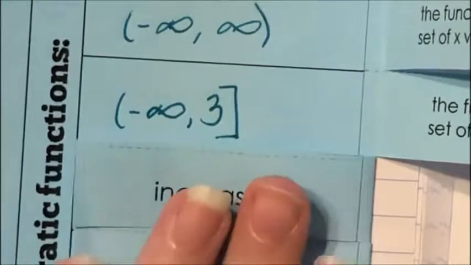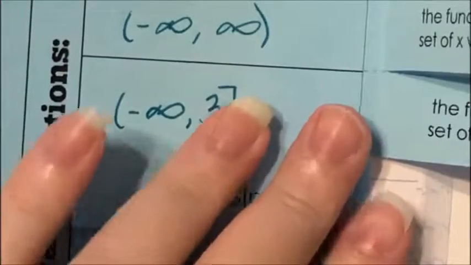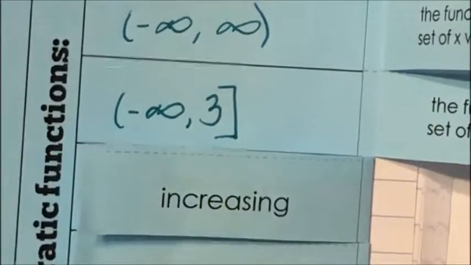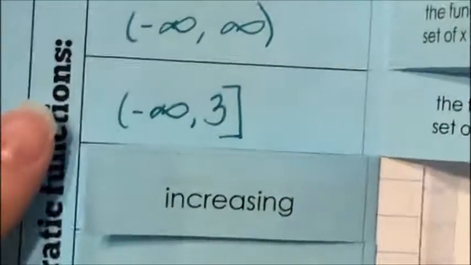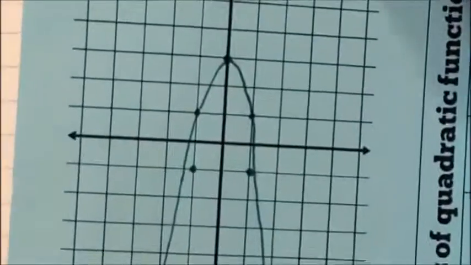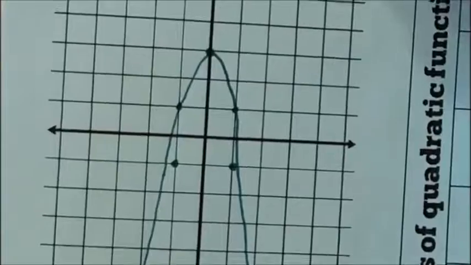The rest of these tabs I'm not going to worry about right now, since they're for a little bit higher level. So these are quadratic functions. You need to know about the domain and the range, and be able to graph them. And that is the end of lesson 8.